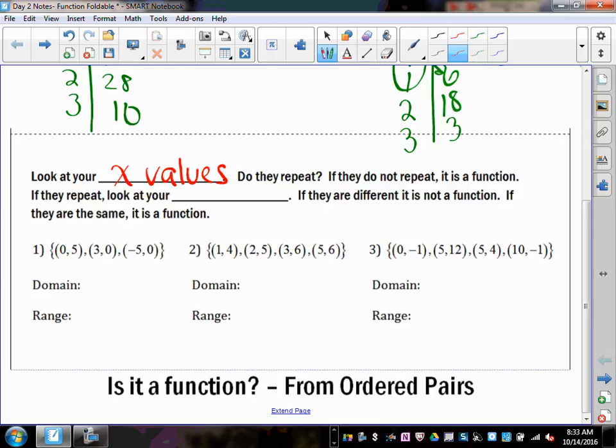Do they repeat? If they don't repeat, it's a function, because you just have one x of each kind, right? But if they do repeat, look at your y values. If they have different y values, not a function, because that means it's the same x going to two different y's, just like we saw up in our chart here.